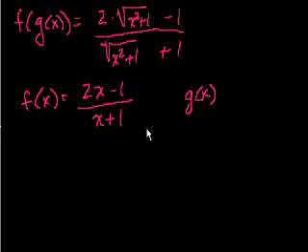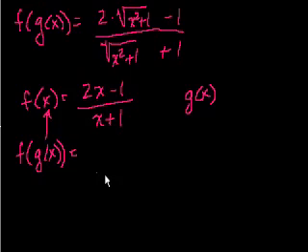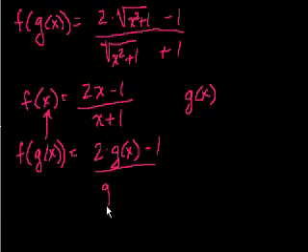Well, we can actually do this problem by kind of just looking at it. Because for f of g of x, what we do is take everywhere where we see an x, and replace it with g of x. So let's say f of g of x, and let's say we don't know what g of x is, will be like this. Everywhere where we saw an x, we replace it with g of x, right? So it would be 2 times g of x minus 1 over g of x plus 1.